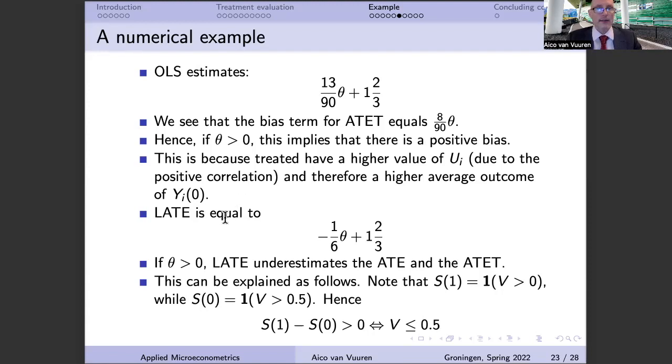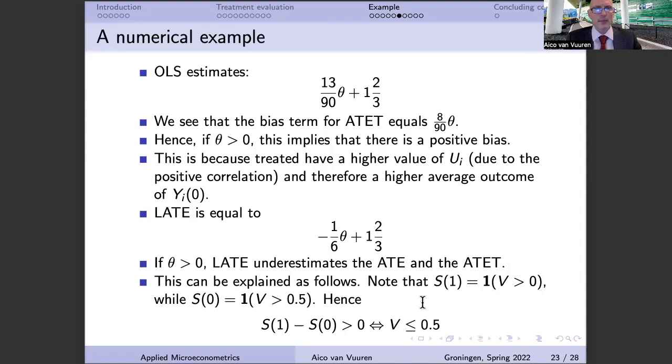And then finally LATE. Also in LATE we have to do some mathematics, but you can show that LATE is going to be equal to another time 5/3 minus, in this case, theta over 6. So this implies that at the moment that theta is positive, LATE is going to underestimate the average treatment effect as well as the average treatment effect among the treated. Why is this the case?